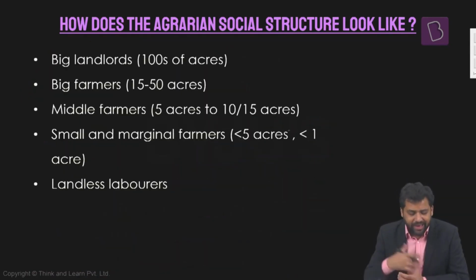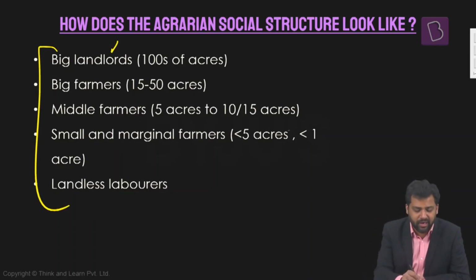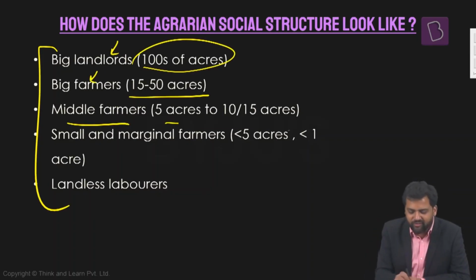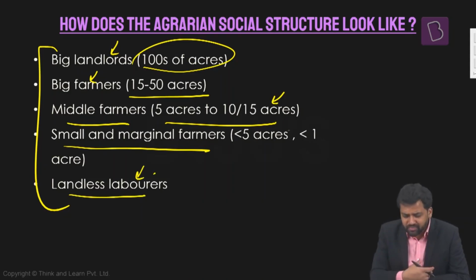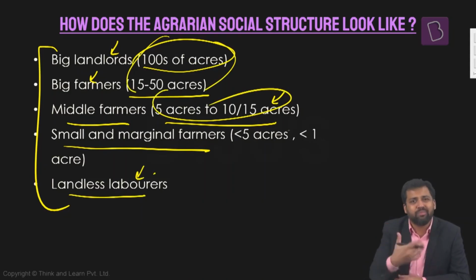Another way to classify is on the basis of land ownership only, right? Those who have large parcels of land, big landlords, more than 100 acres. Big farmers, somewhere around 15 to 50 acres. Middle farmers, 5 acres to 10 to 15 acres. Small and marginal farmers, less than 5 acres, less than 1 acre. And then landless laborers who do not own any land. So maybe this is also another way to look at it. Also, these criteria that we are seeing, like these numbers, that can also change. Right? On the basis of that also, you can make the classification.